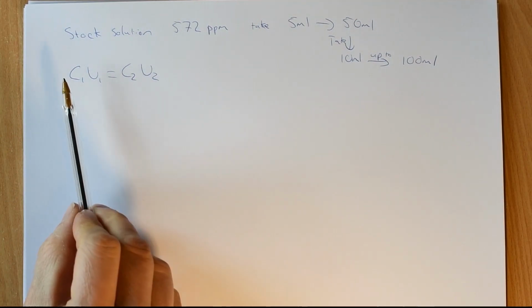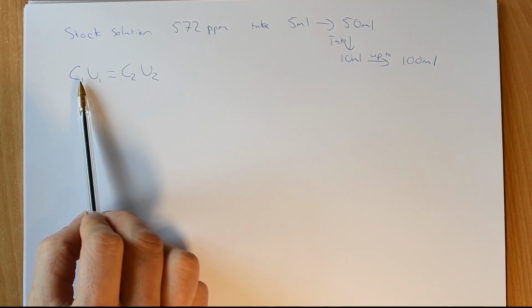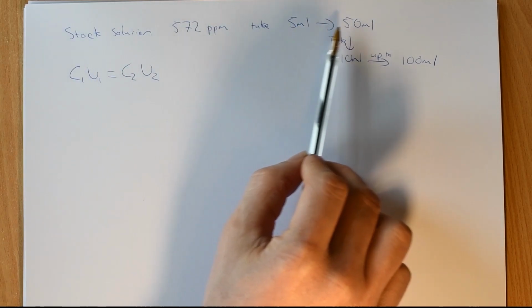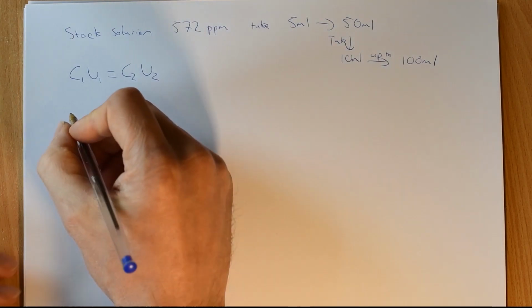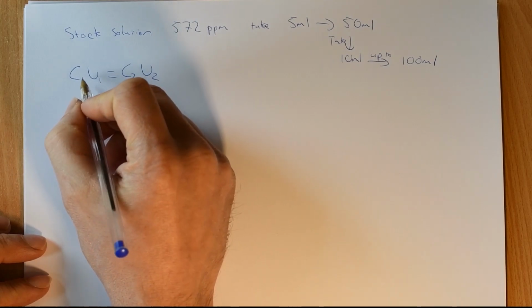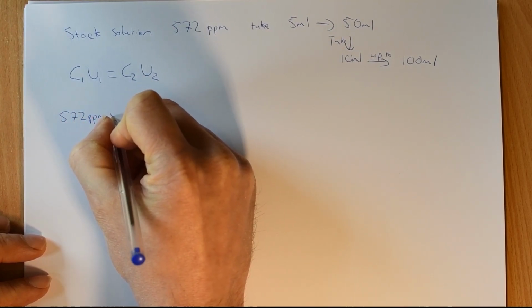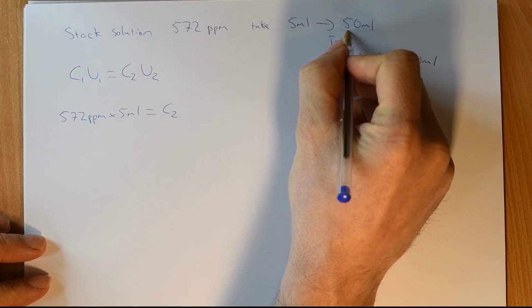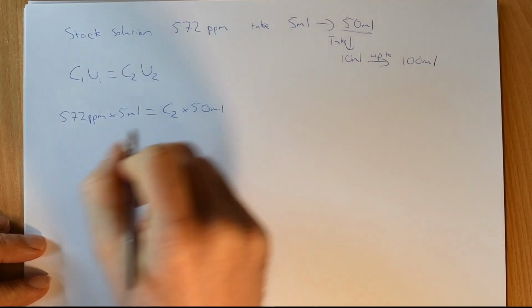And if you remember, concentration by volume is the amount of material of a solute in solution. So the amount in this 5 ml has to be the same as in that 50 ml because we haven't added any more material, we've just added more solvent. So if we follow this through, our concentration 572 ppm by 5 milliliters is going to be equal to the new concentration, multiplied by 50 milliliters.